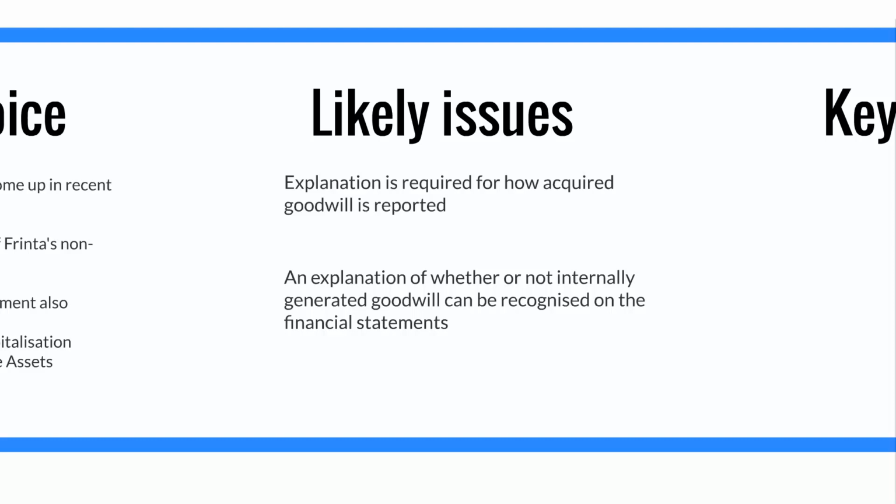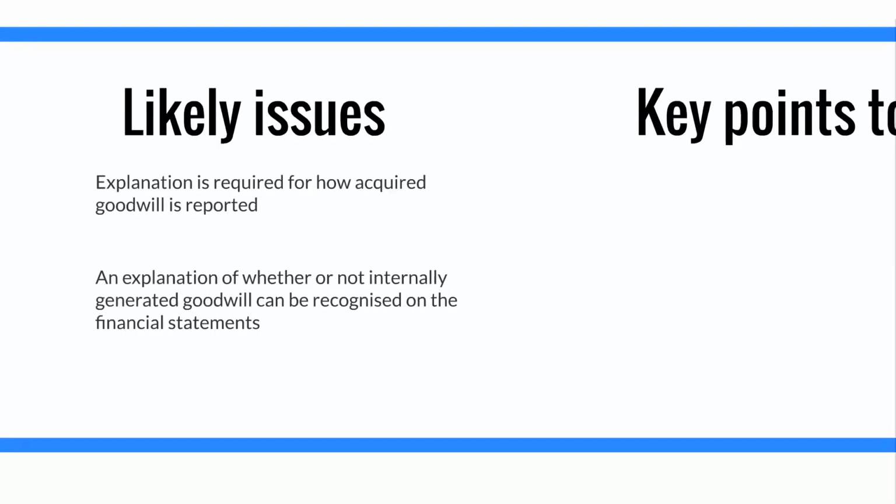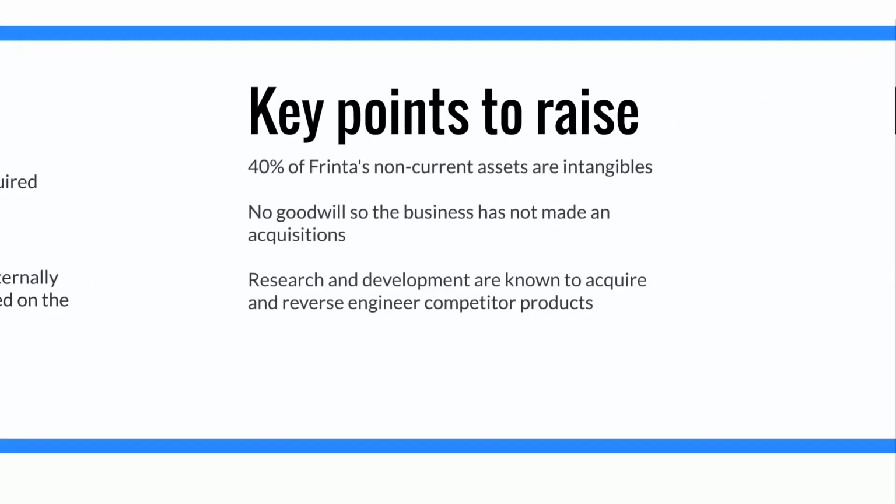And as I was alluding to, you may have to give an explanation of whether or not internally generated goodwill can be recognized in the financial statements, and also how to capitalize on internal goodwill through research and development expenses. And as I said at the beginning, one key point to raise is that 40% of Frinta's non-current assets are intangible, so it's important we get the reporting on this right.